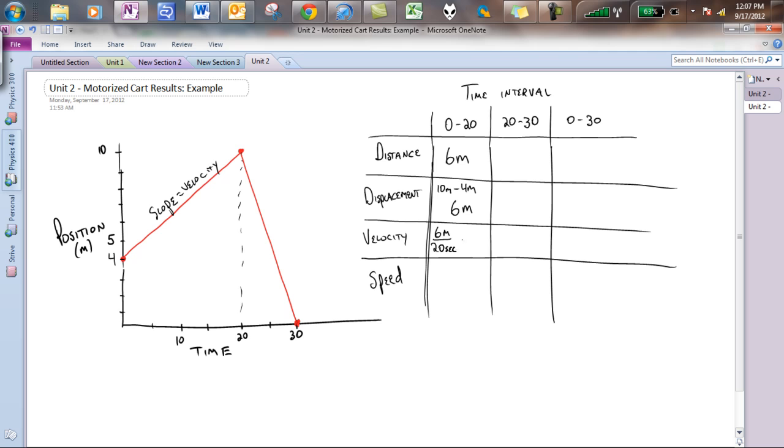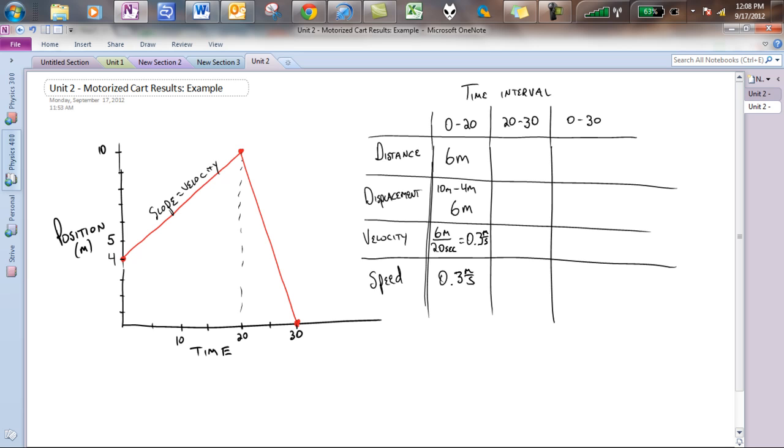So in this case, what does this become? 0.3, I believe, meters per second. Let me double check that. 20 times 5 is 100, so 6 times 5 is 30. So, yeah, 0.3 meters per second. And finally, our speed. Speed is the absolute value of velocity for this case, and so this will still be 0.3 meters per second. Notice it's very similar for a lot of these answers, but you will notice the difference between distance and displacement and velocity and speed in the next example.